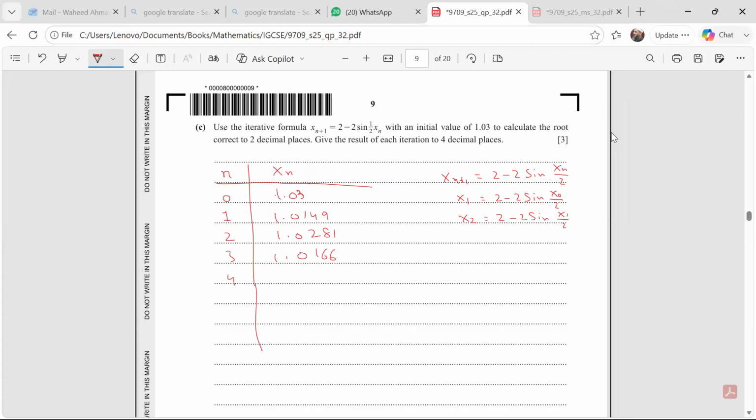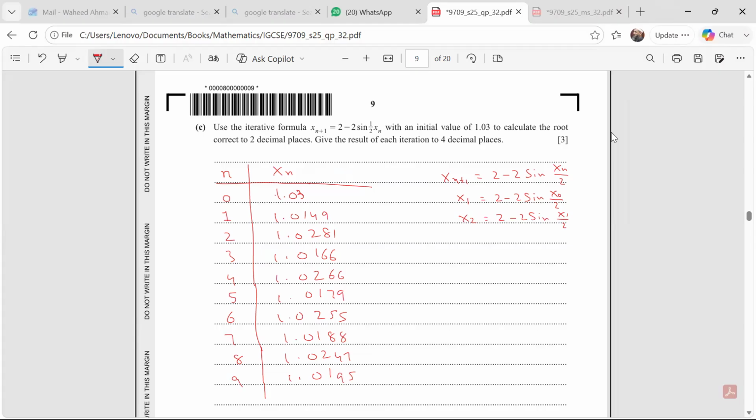Next value is 1.0266. Next value is 1.0179. Next value is 1.0255. Next value is 1.0188. Next value is 1.0247. Next value is 1.0195, and we keep going.